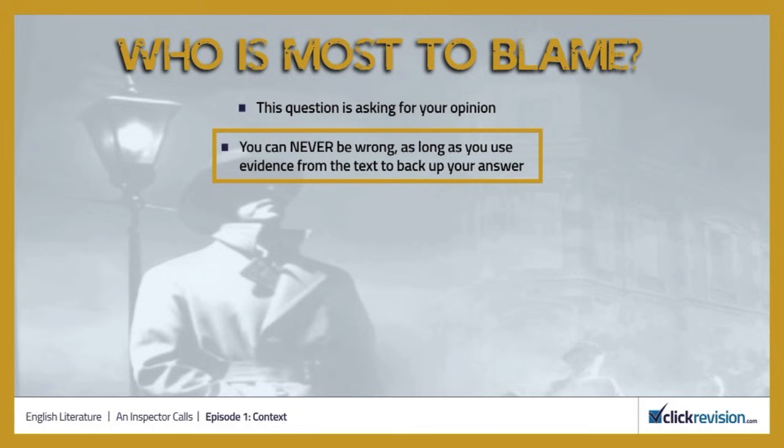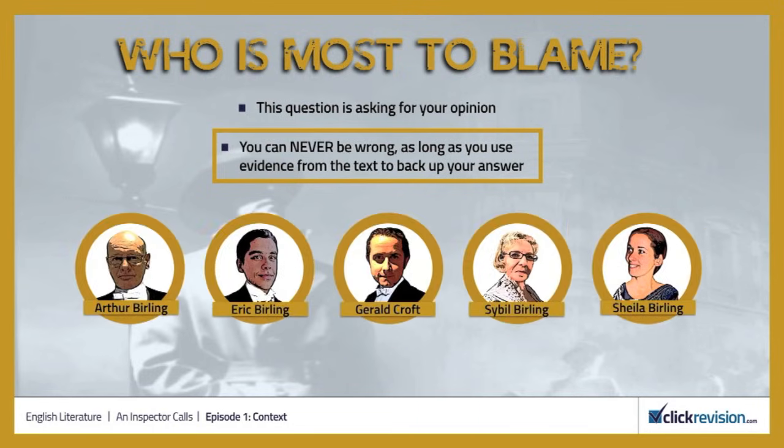So, whether you feel Arthur Burling is to blame for firing Eva Smith from the factory, or that Eric and Gerald are most to blame for the way they exploited Eva Smith, or that Mrs. Burling is most responsible for casting a pregnant woman out at her time of greatest need, this says as much about your own beliefs as it does about the actions of the characters. And this is exactly what J.B. Priestley wanted to achieve.